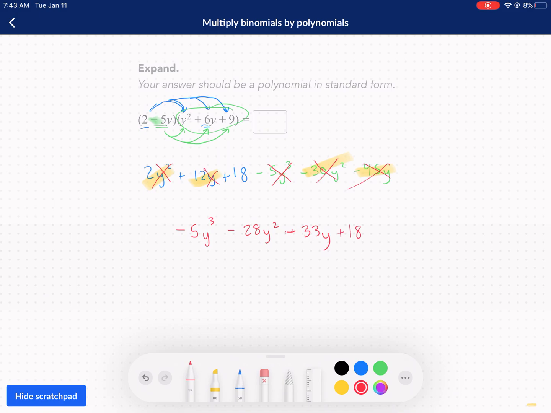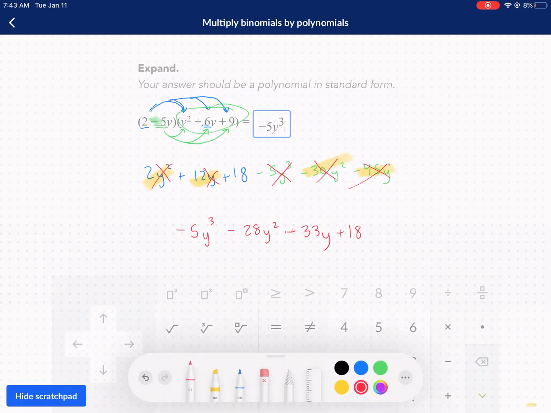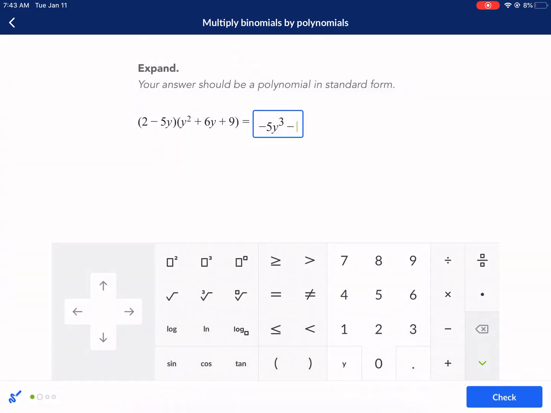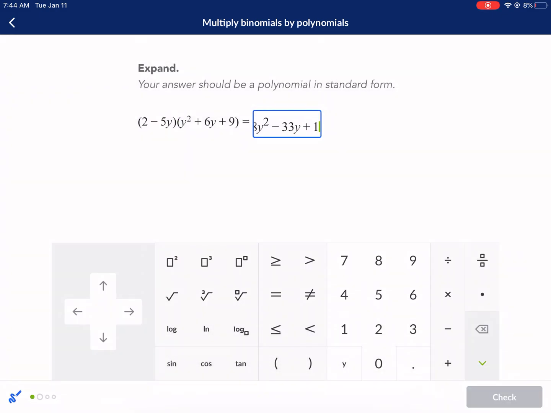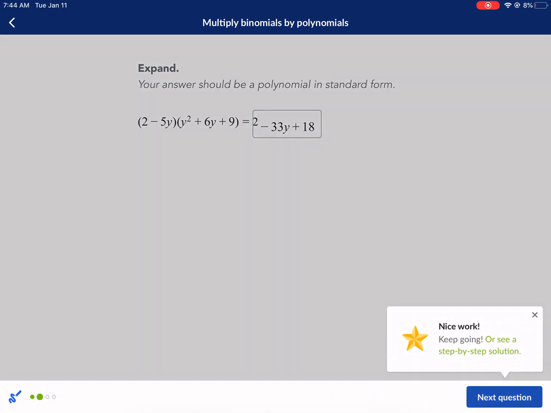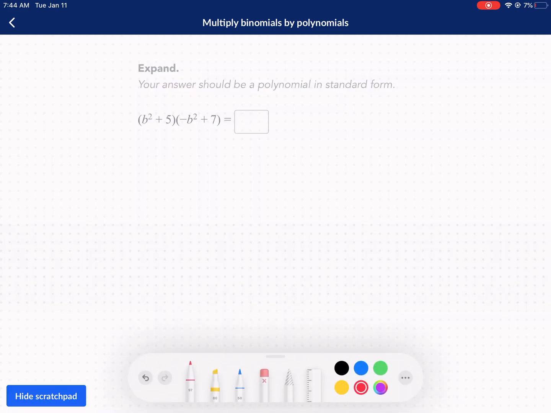Okay, so this one I might need a reference. So I have negative 5y cubed, and then I have minus 28y squared, minus 33y, and then plus 18. Hopefully I didn't make a typo. I did not. All right, this time we just have a binomial, so this one should be pretty straightforward.